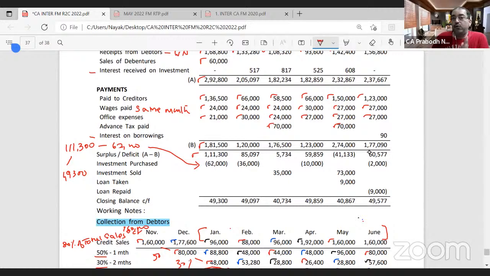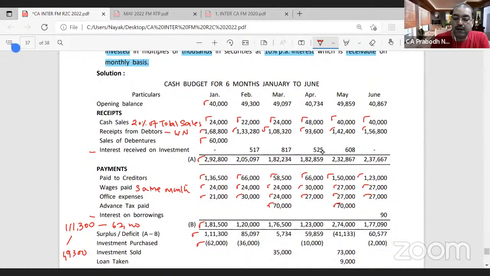So every time I have to do this. I should ensure that the balance does not cross 50,000, and that investment or borrowings are made in multiples of 1,000. Both things I have to check. So 62,000 is my investment. From 1,11,300 minus 62,000, I get 49,300. This 49,300 is my closing balance of Jan, which becomes my opening balance of Feb.